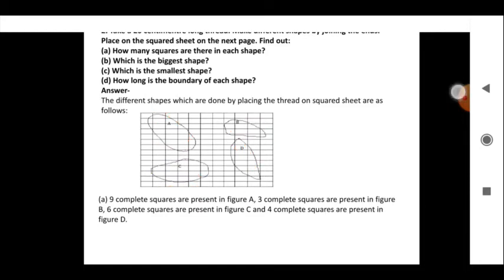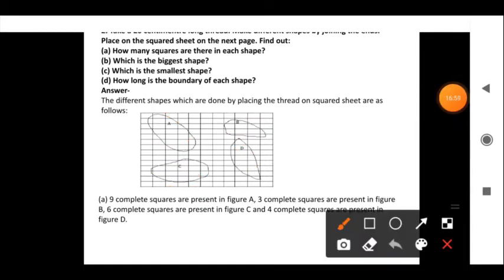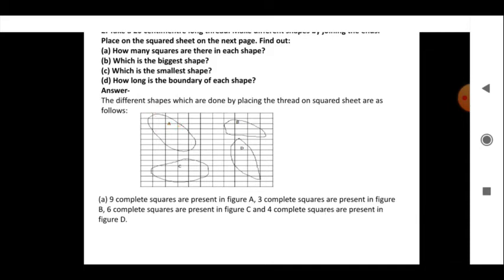Here, 9 complete squares are present in figure A. You can count 1, 2, 3, 4, 5, 6, 7, 8, 9 complete squares. This is a half square, which you cannot count. Only complete squares inside the shape are counted. Only 3 complete squares are there in figure B. 6 complete squares are there in figure C. 4 complete squares are present in figure D.